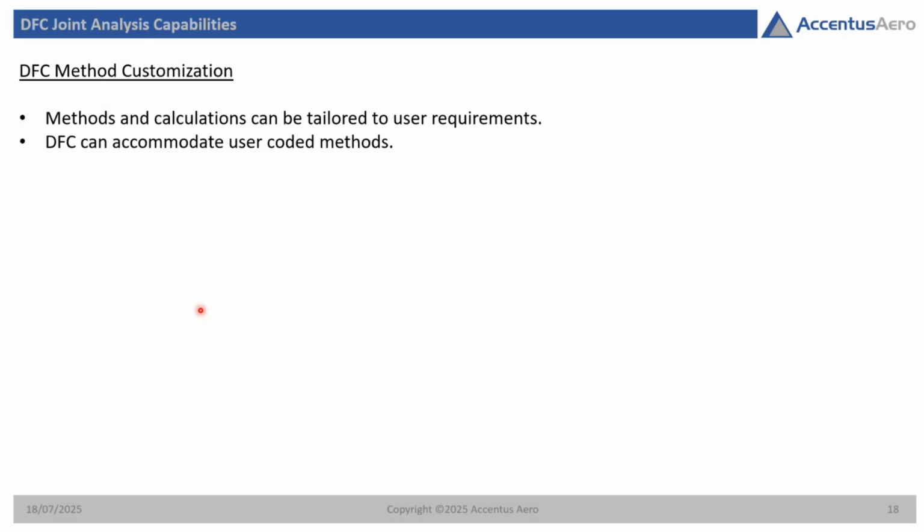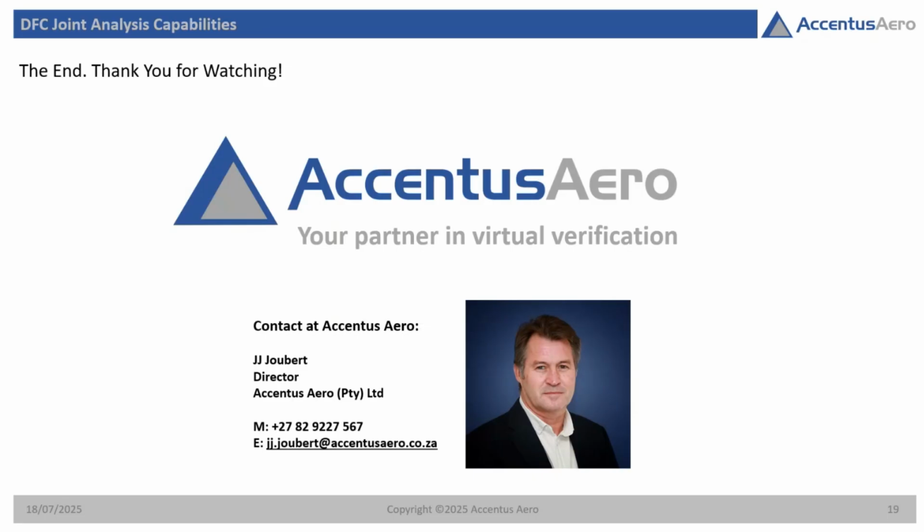Or if you have already done some coded way of doing it, then we can accommodate that as well, so that you can benefit from the automation benefits from DFC, but using your own methodology to calculate the RFs. Okay, so that is discrete joints and continuous joints.